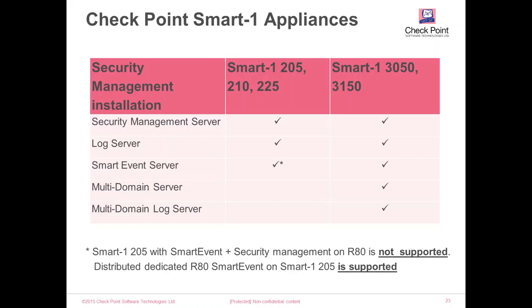I wouldn't recommend to use the 210 either, because both the SmartOne 205 and the SmartOne 210 are dual-core CPUs. You would like to have some more horsepower in R80 when you're running Security Management and SmartEvent on the same machine. And in that case, I would recommend to go up with a 225 instead. For Multi-Domain servers and Multi-Domain Log Server, you need to use 3050 or 3150.